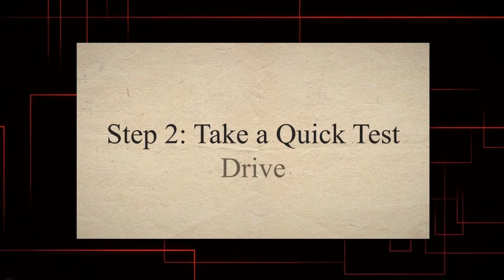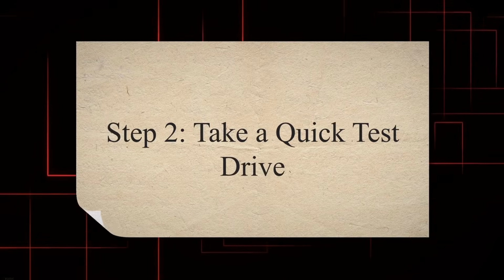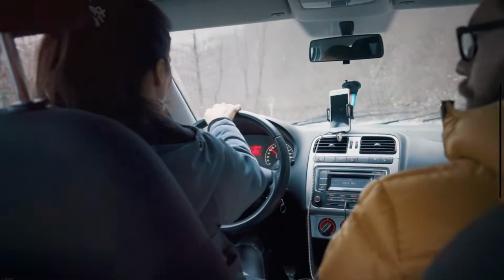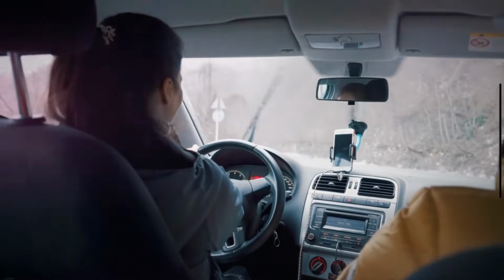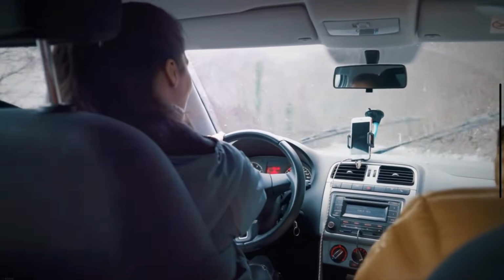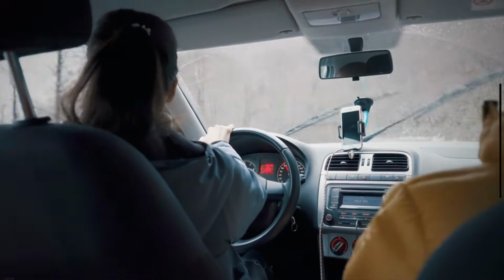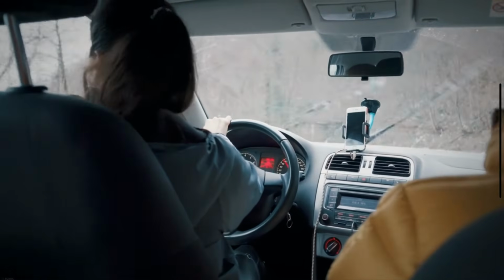Step 2. Take a quick test drive. Restart your ignition and take a quick test drive. Drive for 5 to 10 minutes to see if the light turns off on its own. In some makes and models, an airbag light will go off if you drive around for a few minutes.